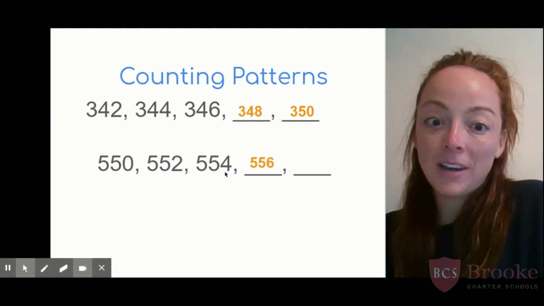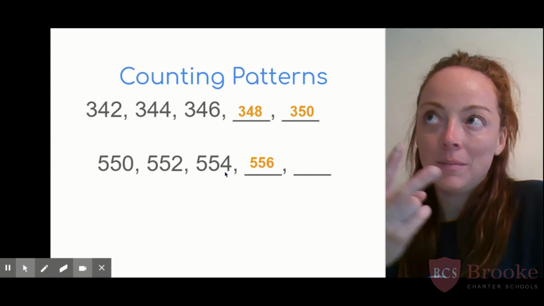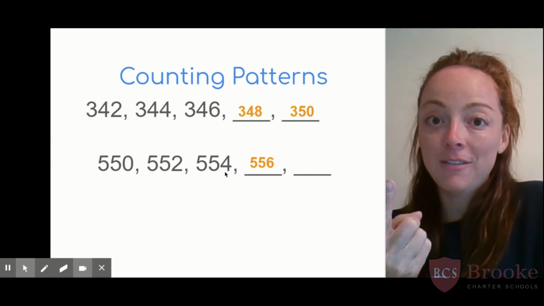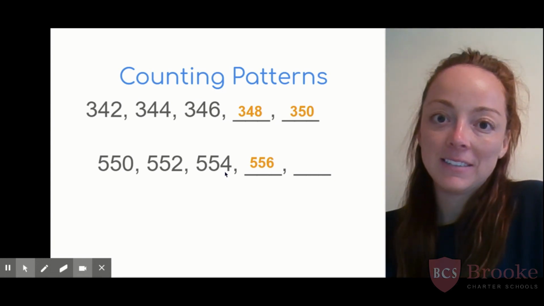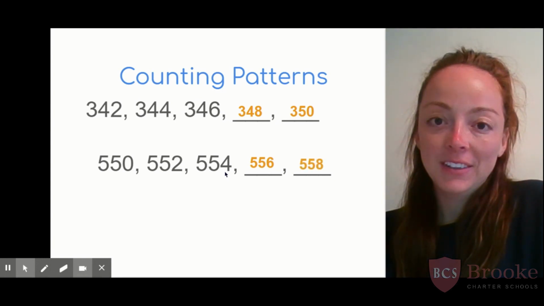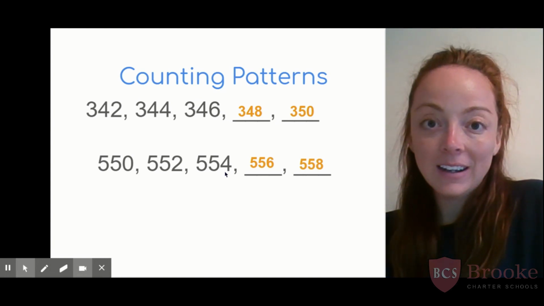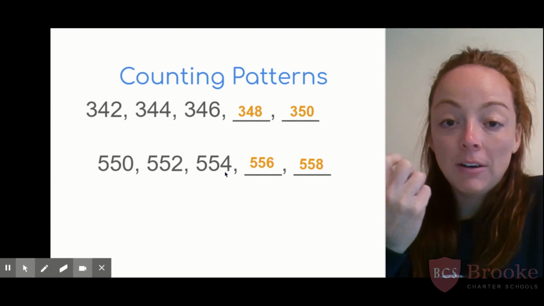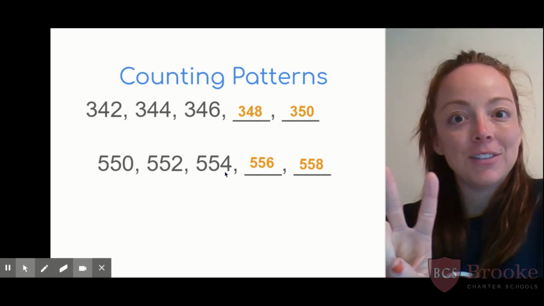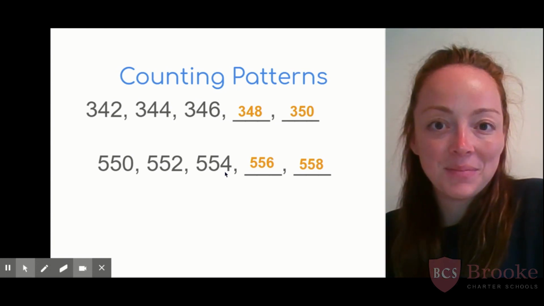Good. After 554 would be, well, I'm making 2 jumps. 555, 556. And what would come next in the pattern? Good. 558, because I could just count on 2 more. 556, and then 557, 558. Nice job, first grade. All right, last one.